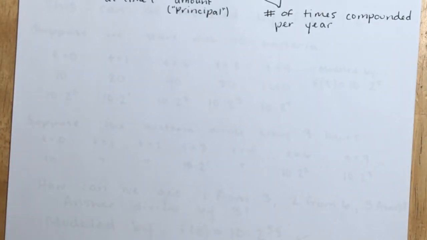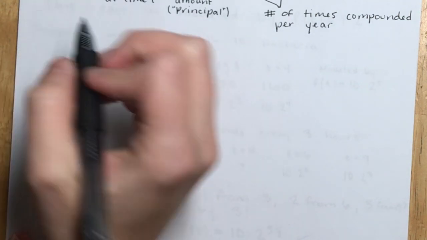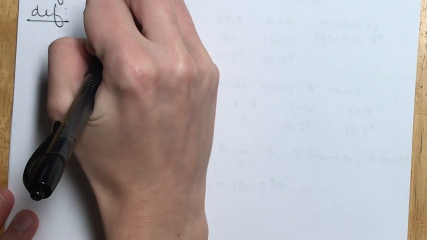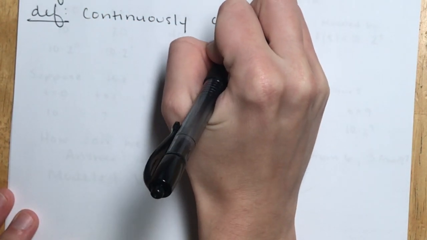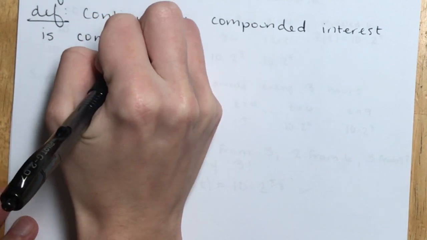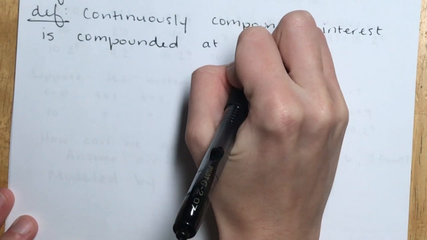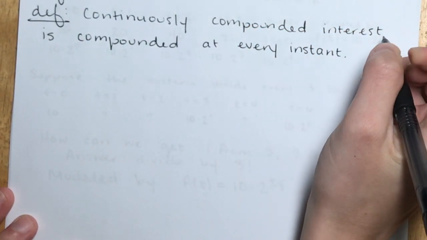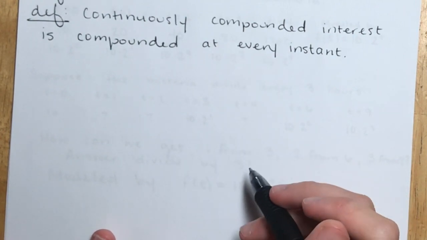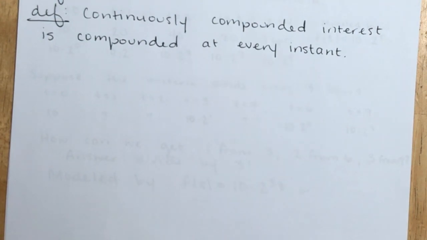A lot of banks these days have moved to continuously compounded interest. Continuously means that it's happening at every moment. So, definition: continuously compounded interest is compounded at every instant. So instead of compounding once every month, or once every quarter, or once every year, or once every 6 months, we are compounding at every moment of every day.